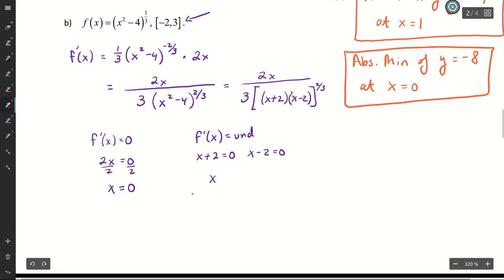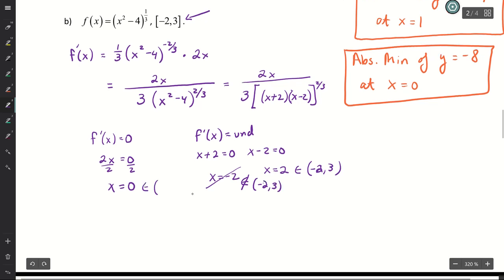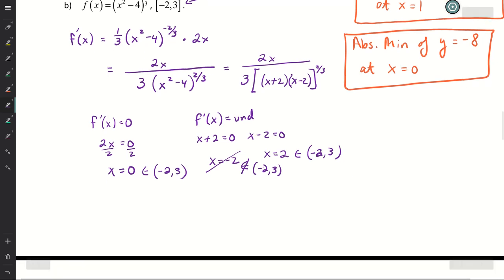This one, if I solve, is x equals -2. That's actually an endpoint, so I don't want to consider that one. And then this one, if I solve, is going to be x equals 2. That one is an element of the open interval from -2 to 3, so we're going to consider that. This one was not an element of the open interval from -2 to 3 because it was actually an endpoint. And this one over here is an element of the open interval from -2 to 3. All right, so that takes care of my first step, which was finding critical numbers.